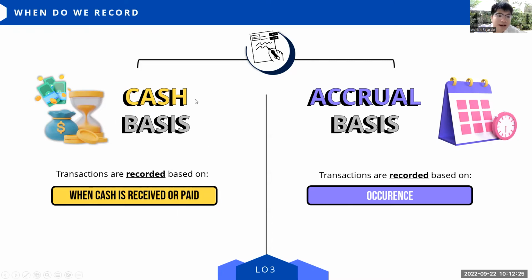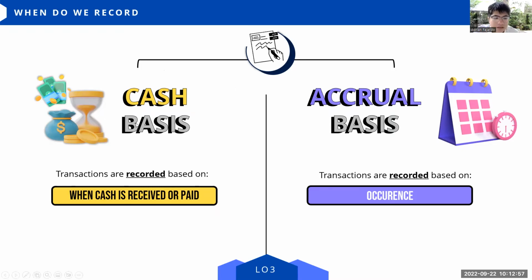So first, punta muna tayo kay cash basis. Basically, under cash basis accounting, yung transactions are recorded based on when cash is received or paid, right? So basically, in essence, you just follow the money, right? So when you look at the transaction, you ask yourself, is there a cash received or a cash paid? If there is, you make a journal entry. But if there's none, then you don't make any journal entries. So that's cash basis accounting, right?